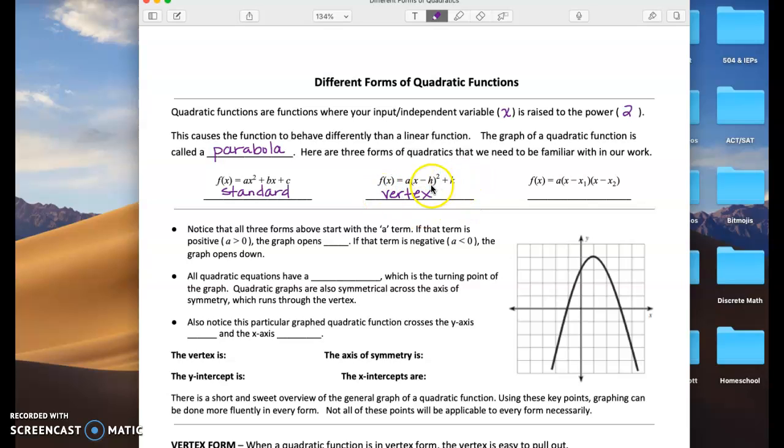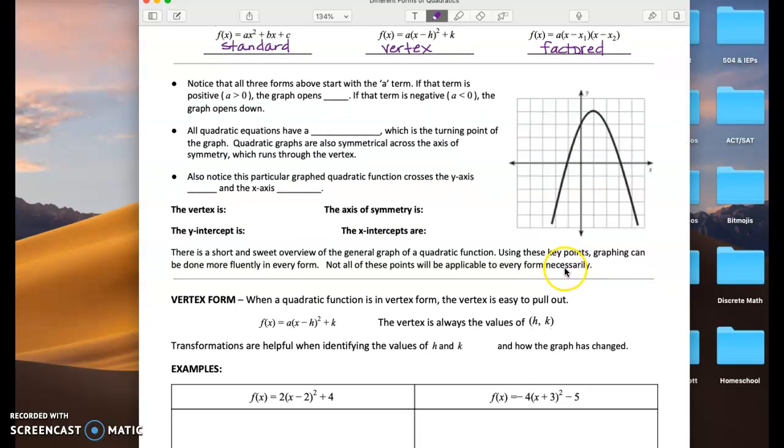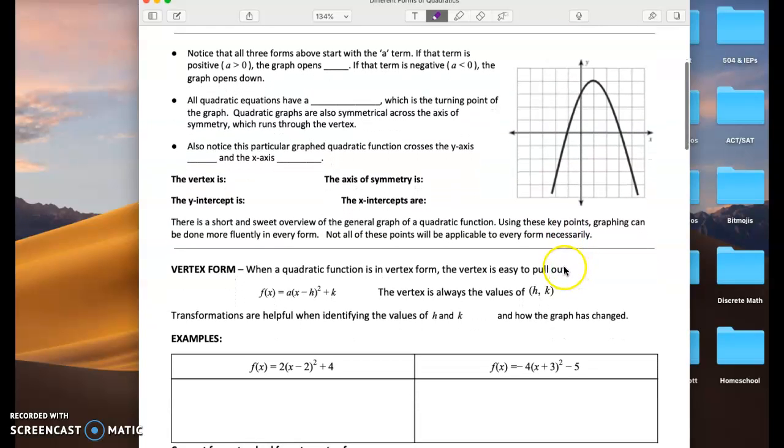The one in the middle is the vertex form. And so to use vertex form, the h and the k represent the location of the vertex in the coordinate plane. And then the last one that we're going to look at is the factored form. And so when we factor a quadratic, we can easily see the x-intercepts. So we'll look at each of those and how to work with those and manipulate a little bit.